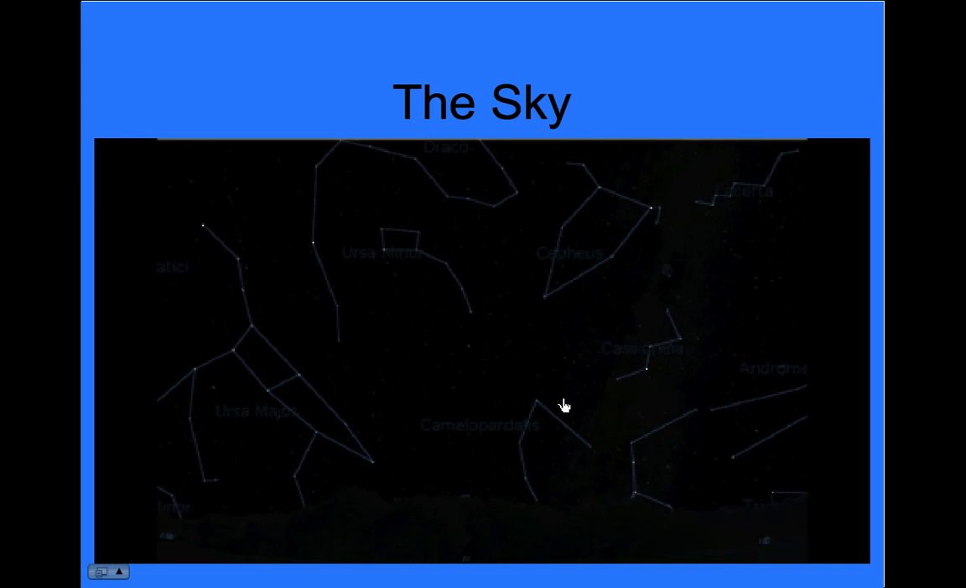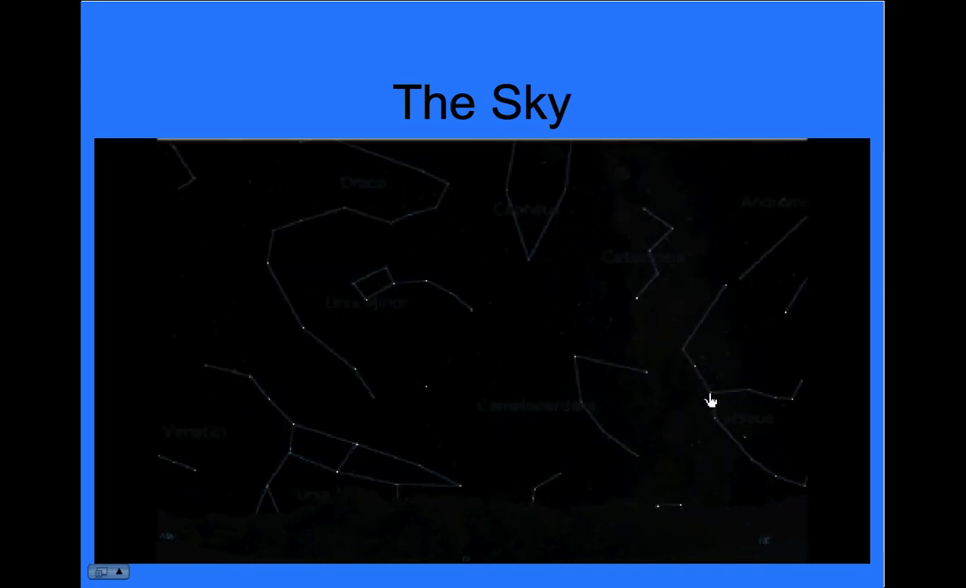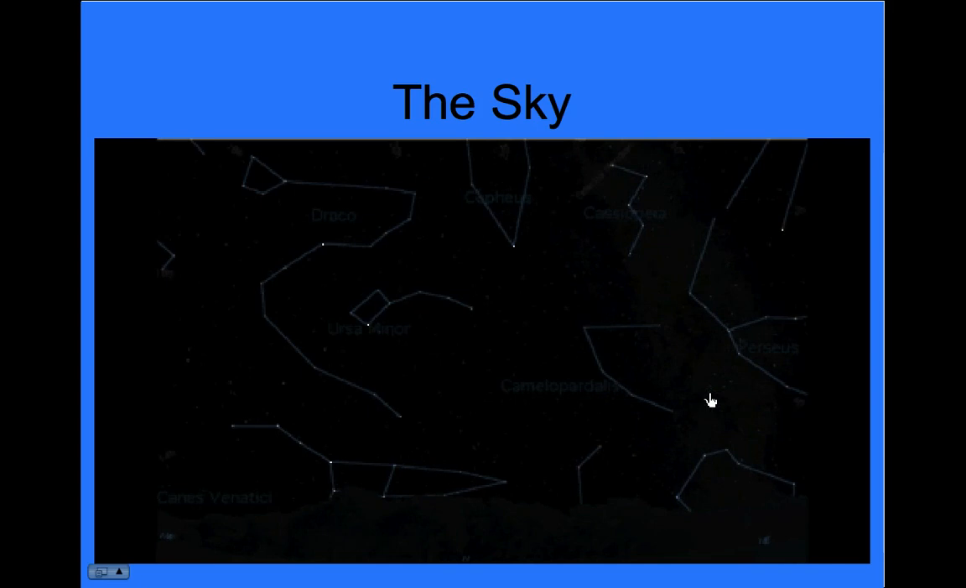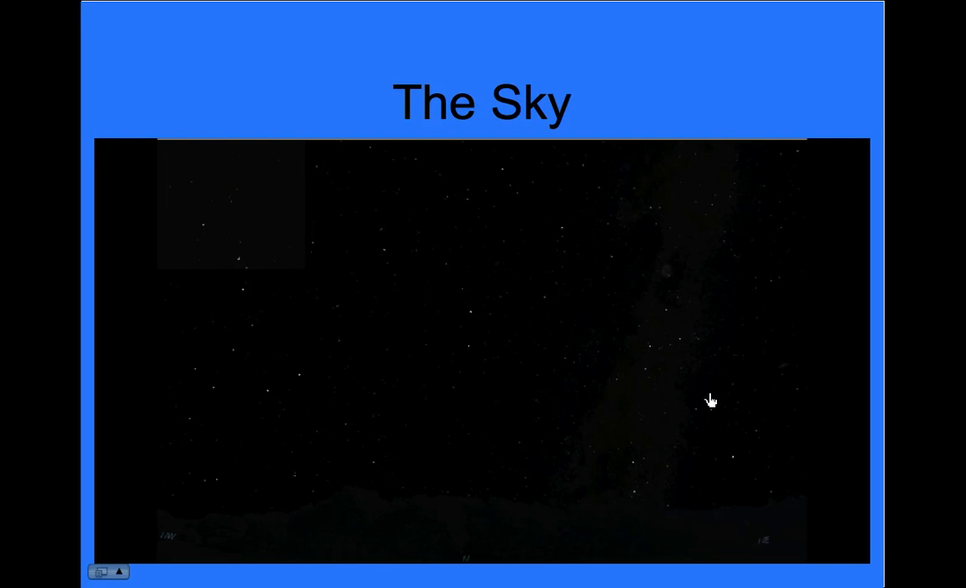One hour later, you'll notice that things change this way, and an hour after that it changes to that, and an hour after that, and an hour after that. We start to see that what's happening, at least when looking north, is that the stars, some of them, are moving in a large circle.